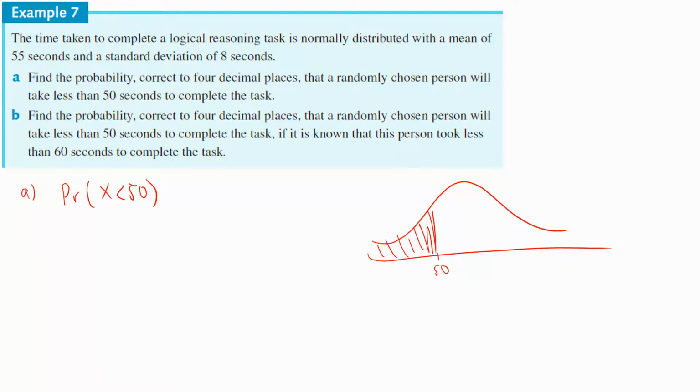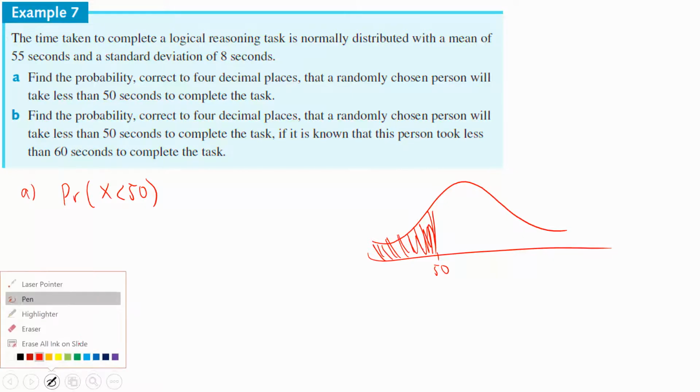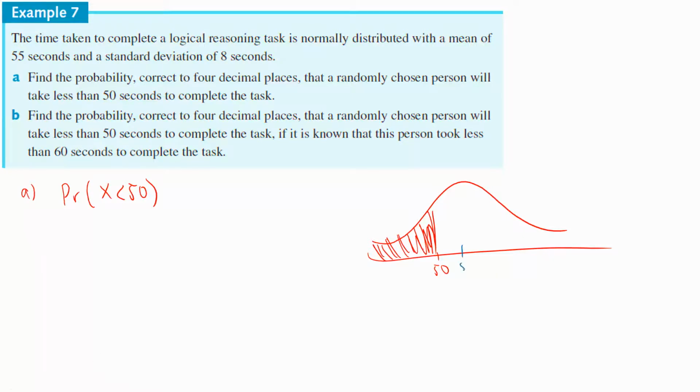Okay? So, probability of X less than 50, yes, you're right. Graphically, we're just looking at this area here. We know that the mean is at 55. That's why they told us. They said mean 55, standard deviation of 8. Okay, so the question is, how do I find the probability of x less than 50?